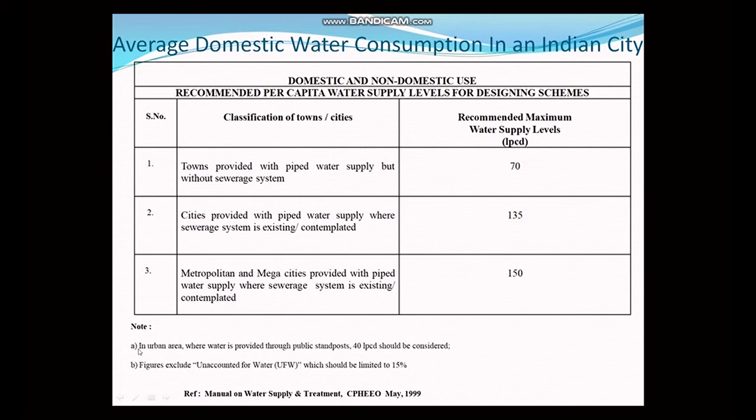There is a point to be noted that in urban areas where water is provided through public stand posts, 40 LPCD should be considered as water supply, and this information has been acquired from the Manual on Water Supply and Treatment, May 1999, as suggested by the Central Public Health and Environmental Engineering Organization, that is CPHEEO.